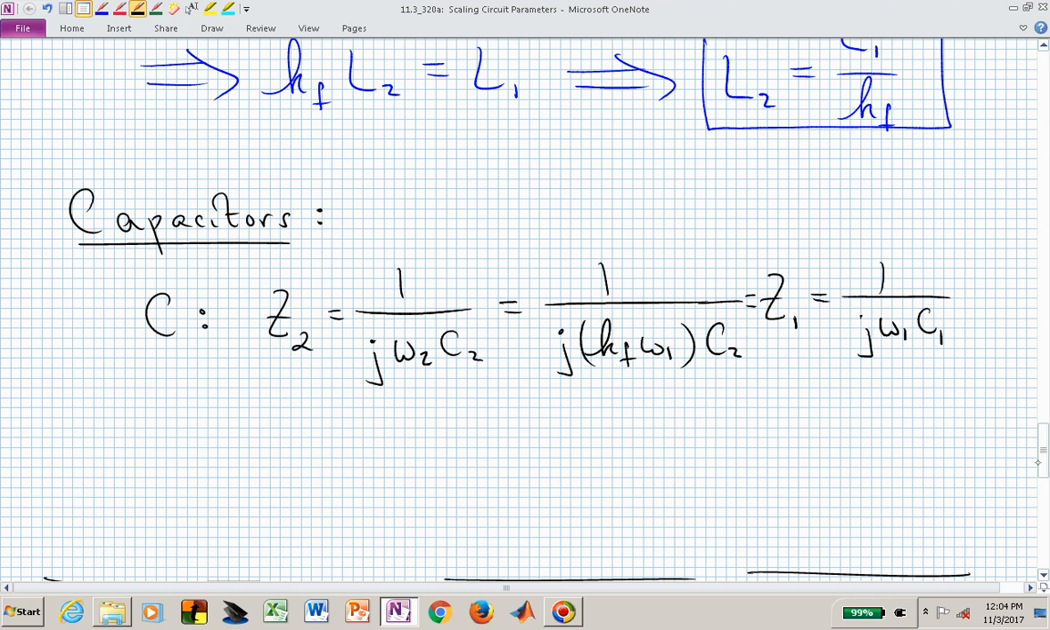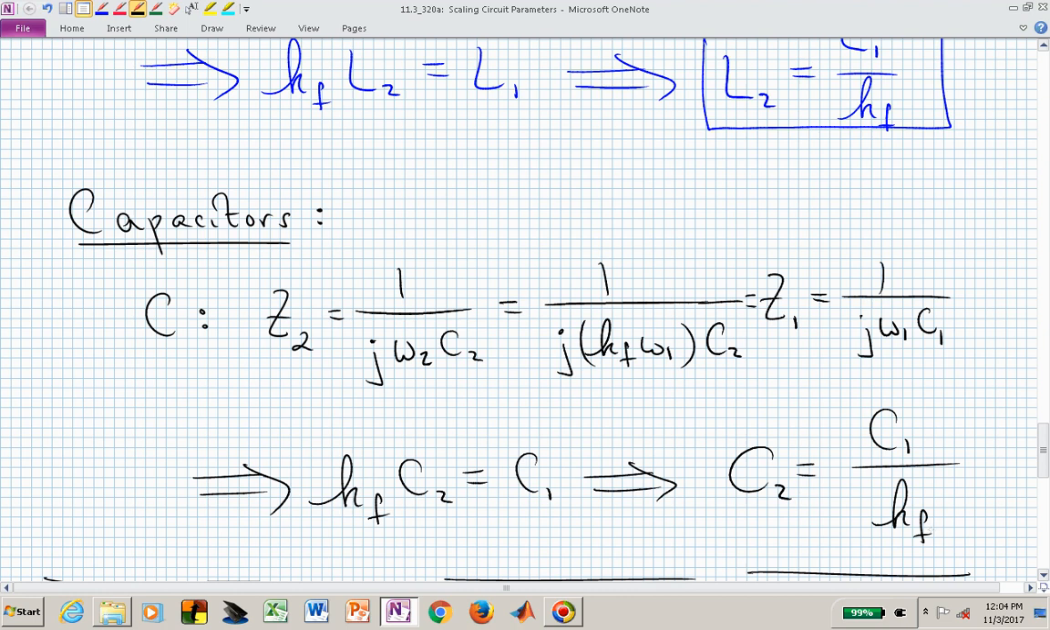Again, comparing the denominators in this expression, the omega 1s are the same, the J's are the same, and we see that we have K sub F C sub 2 is equal to C sub 1, or the final capacitor is the initial capacitor's value divided by the frequency scaling K sub F. Now the nice thing about this is we can, in one step, combine frequency scaling and magnitude scaling, and sometimes that's necessary to accomplish the frequency scaling and matching parameter values.